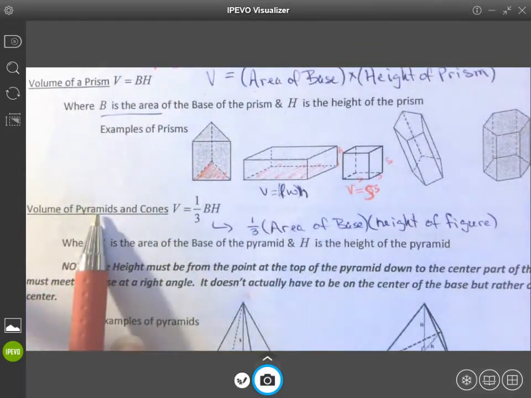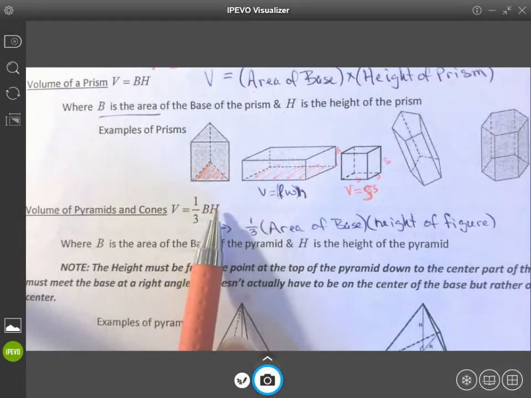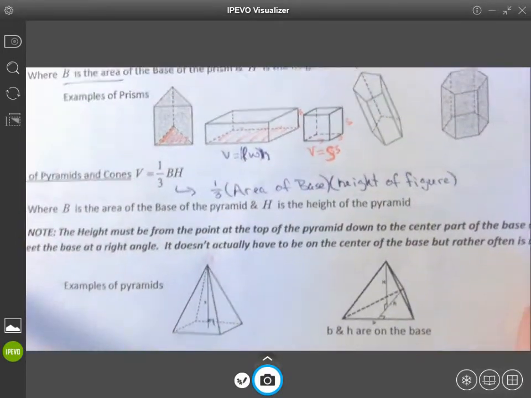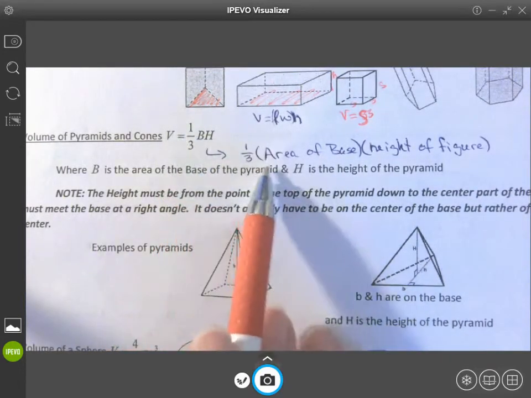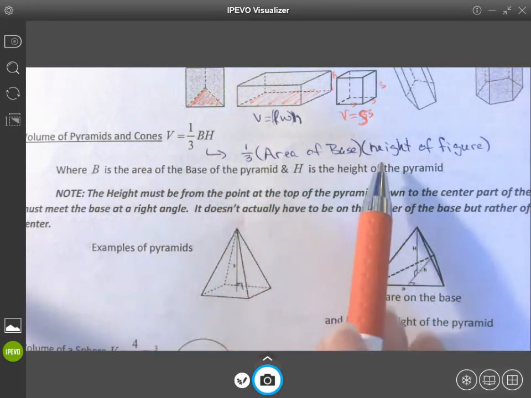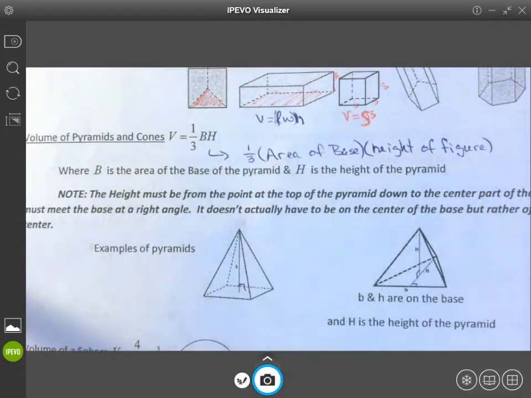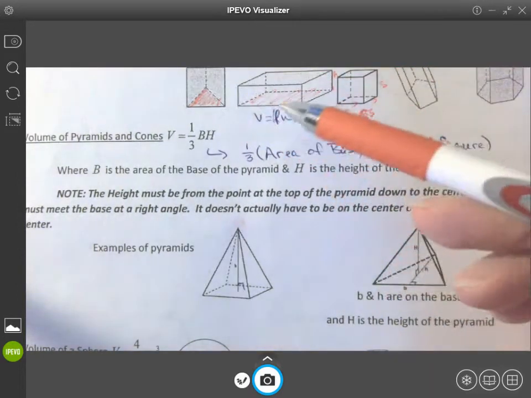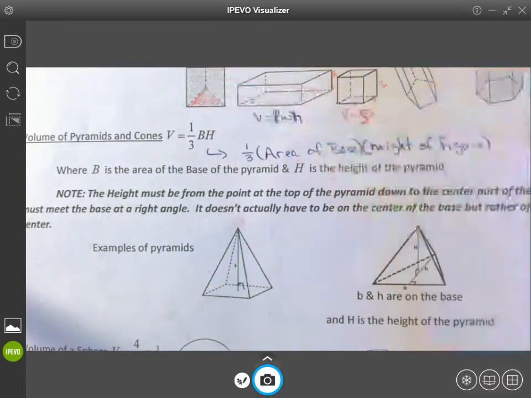The volume of a pyramid or a cone is 1/3 the area of the base times height. So if you didn't write this down before, can you add this on your formula sheet? It's 1/3, and the B stands for the area of the base, and the big H stands for height of the figure. So you will have a base and a height of the bottom, like if it's a triangle or here. But you also have the height of the figure.